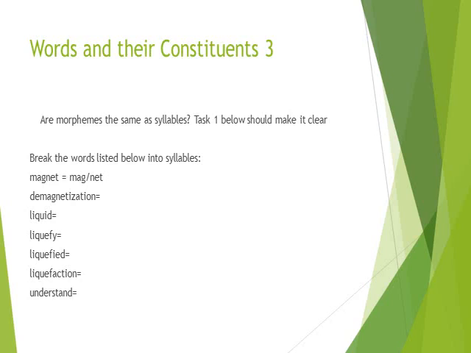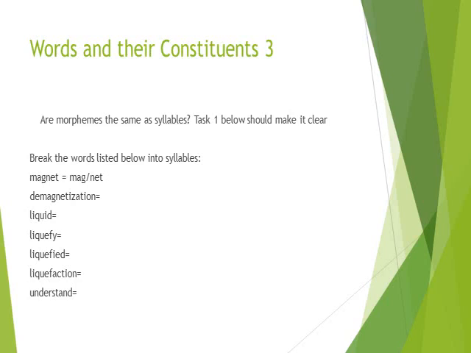Now let's quickly run through these assignments. I want you to break the words listed below into syllables. Take the first word, magnet. How do you pronounce it? There are 2 syllables, mag and net, magnet. Now take the next word, demagnetization.